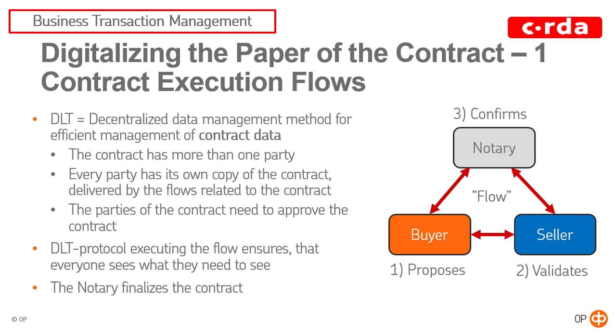One of them is the flow framework. It's basically the thing that you can create a draft of a contract, and then you can circulate it in the network across the participants to get their approvals and their signatures. And finally, when the flow is completed, then the notary confirms the transaction. This is very powerful stuff.